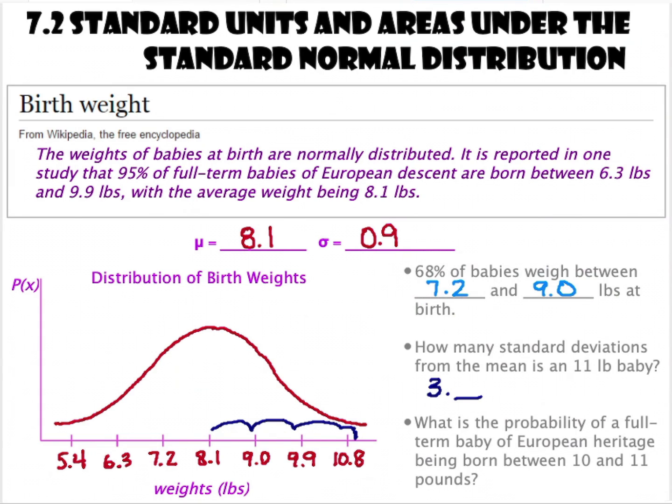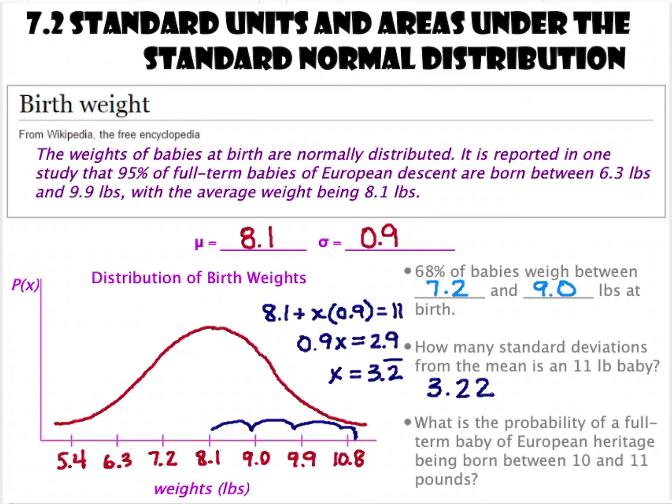Maybe one way to think about it is we could think algebraically. 8.1 plus this many sigmas to get us to 11 pounds. Subtract the 8.1 and divide by 0.9. And I get 3.2 repeating. We're normally going to go to 2 decimal places on that, so we'll call that 3.22 standard deviations above the mean.